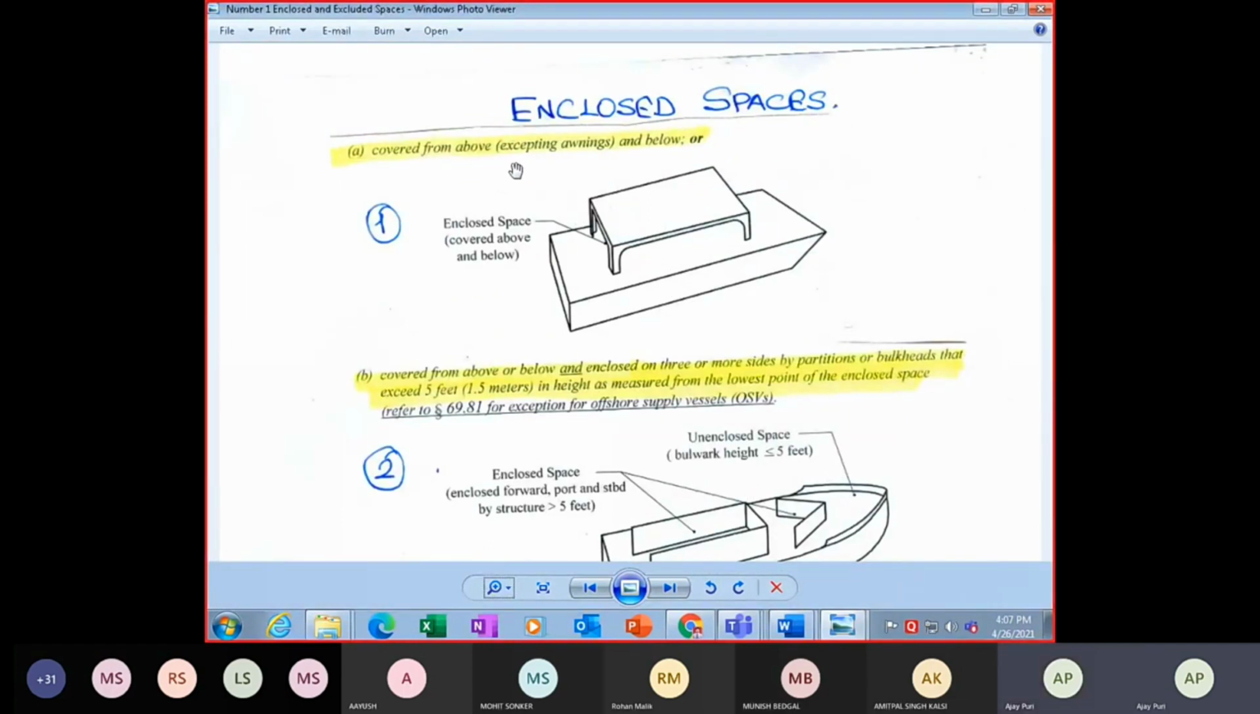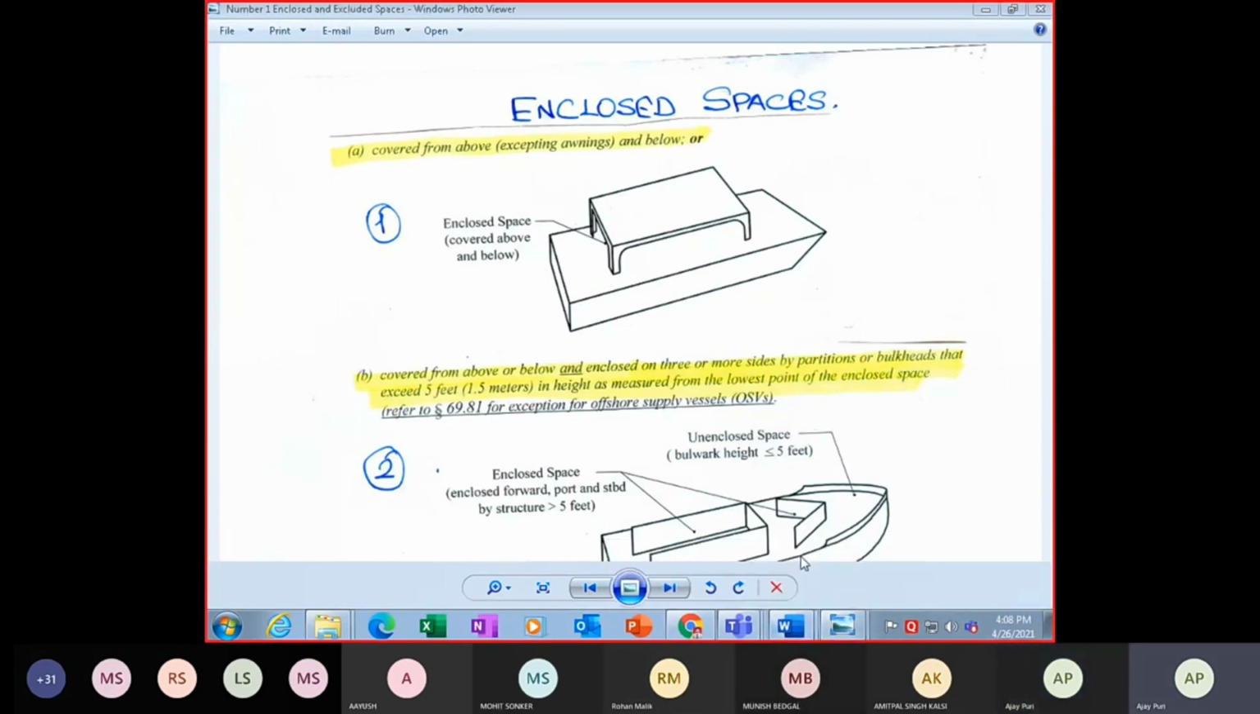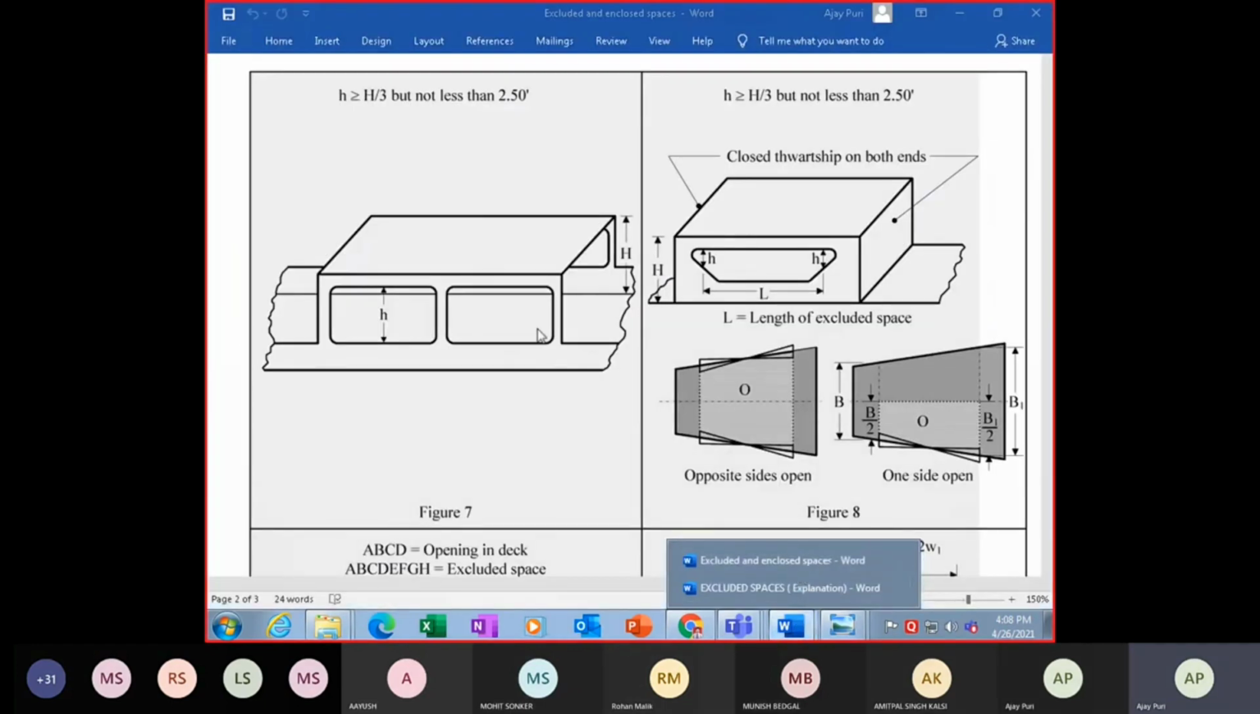So this is covered from above and below, but you don't have anything on sides. Enclosed space is covered from above and below, but it is open on the sides. So here this is that area. So h will be, this is the height. This h between them is not less than 2.5 feet. So that's 7, and then we come to 8. So this area, if it is like this, will not be taken into calculations.